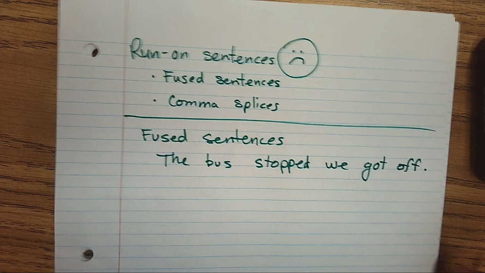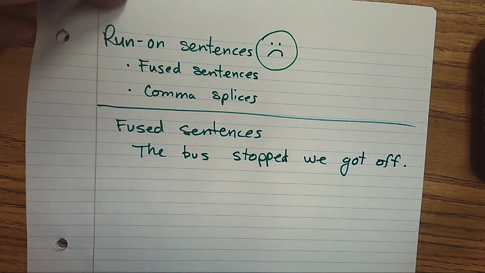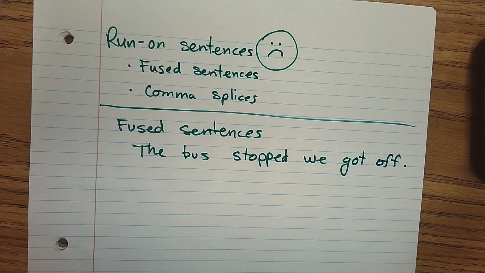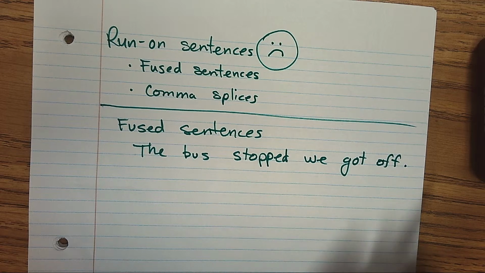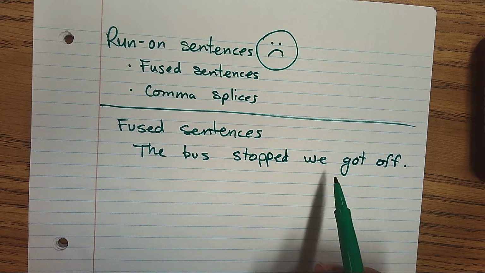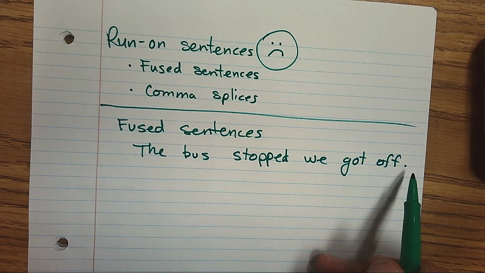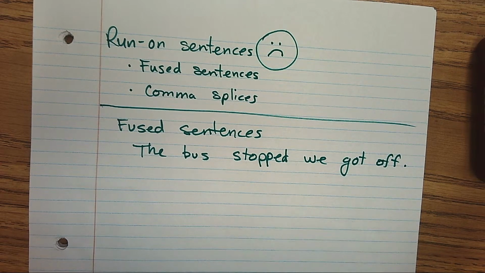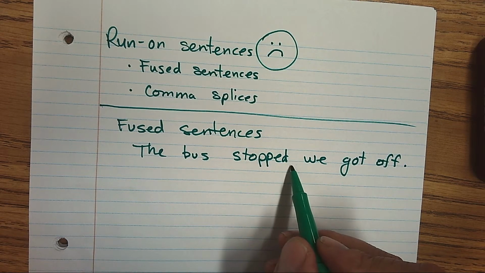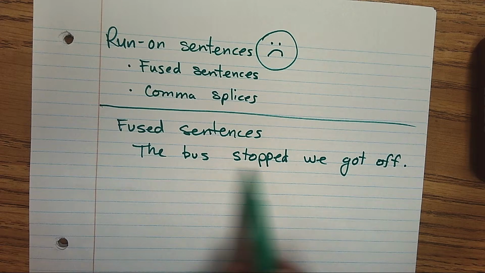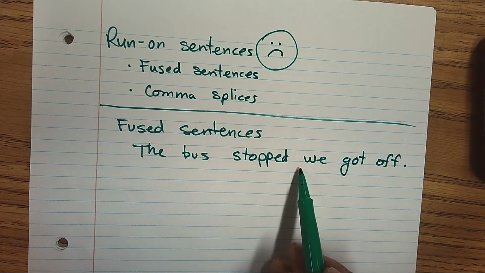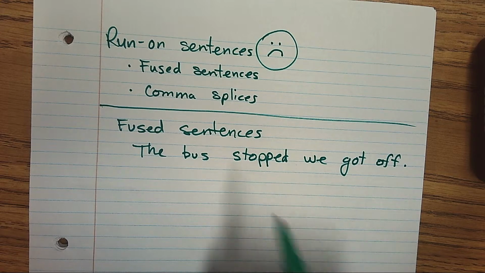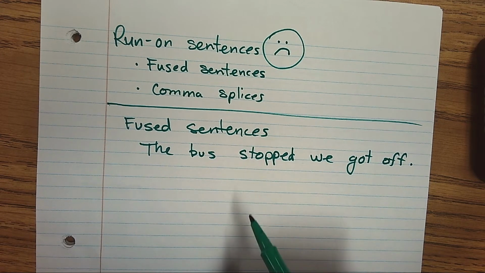off. Wow. This is funny because I use Facebook a little bit, and I can't tell you how many times I see somebody just throw two sentences together. They don't put anything between them. In fact, they probably don't even put a period at the end most of the time. But that's a fused sentence. There's two independent clauses, the bus stopped and we got off, but they're not joined correctly. So that's a fused sentence.